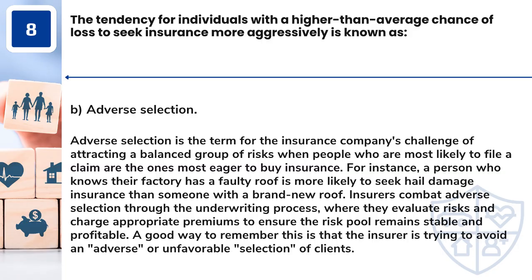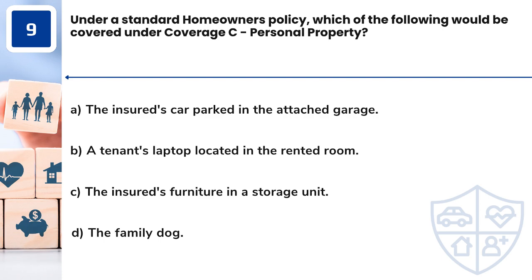clients. Question 9. Under a standard homeowner's policy, which of the following would be covered under coverage C, personal property? A. The insured's car parked in the attached garage. B. A tenant's laptop located in the rented room. C. The insured's furniture in a storage unit. D. The family dog.